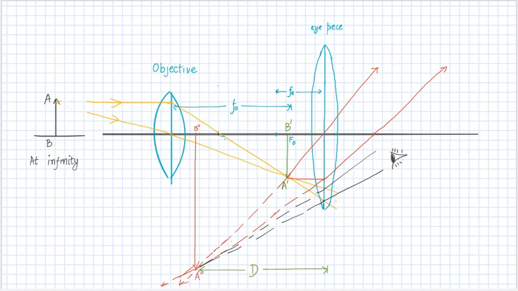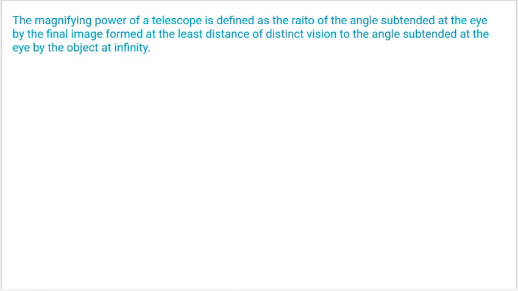Now let us discuss the magnifying power. According to the definition, the magnifying power of an astronomical or simple telescope is defined as the ratio of the angle subtended at the eye by the final image formed at the least distance of distinct vision to the angle subtended at the eye by the object placed at infinity.